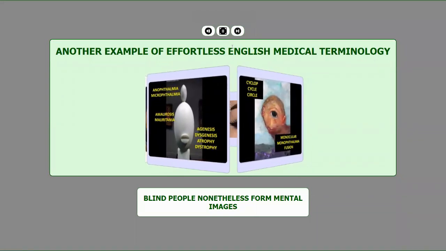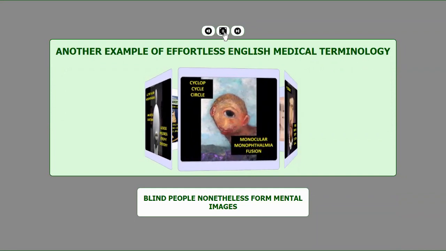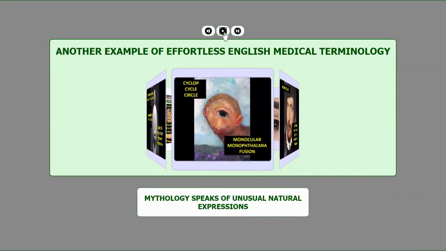In the next screen, we see then the subject of cyclops we just mentioned, which connects with the notion of cycle and circle. So now it's easier to remember that cyclops has something to do with roundness. And further away, we have the monocular and monophthalmia. And the question is, are those two eyes fused, or one didn't develop, or how do you become a cyclops?